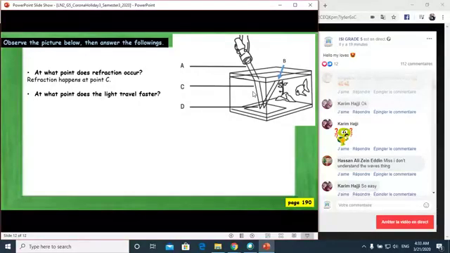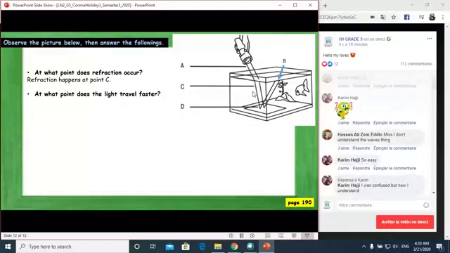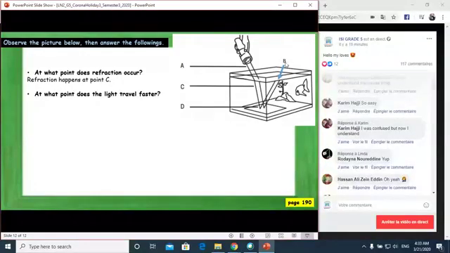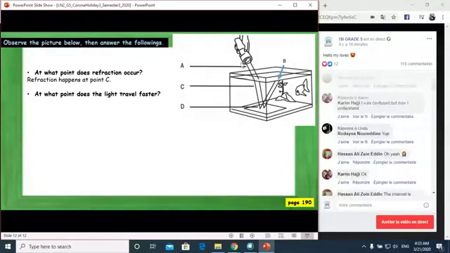At what point does the light travel faster? Light moves fast in the air. So at point B, right? Because it's going out of the water to the air. It goes fast. And also at A, because the light is in the air. So at A and B light moves fast.